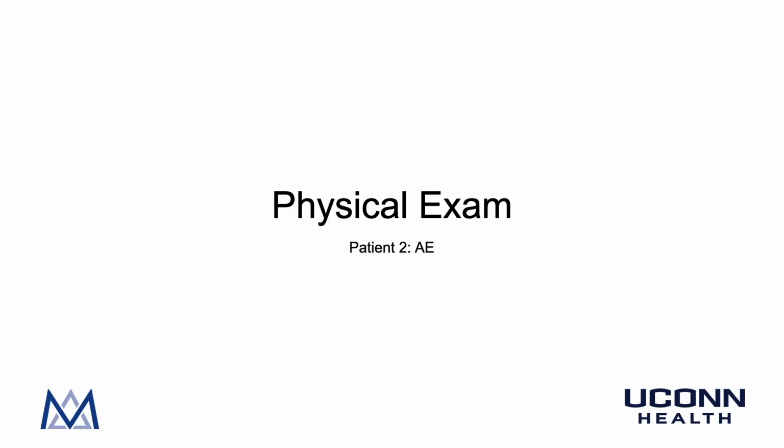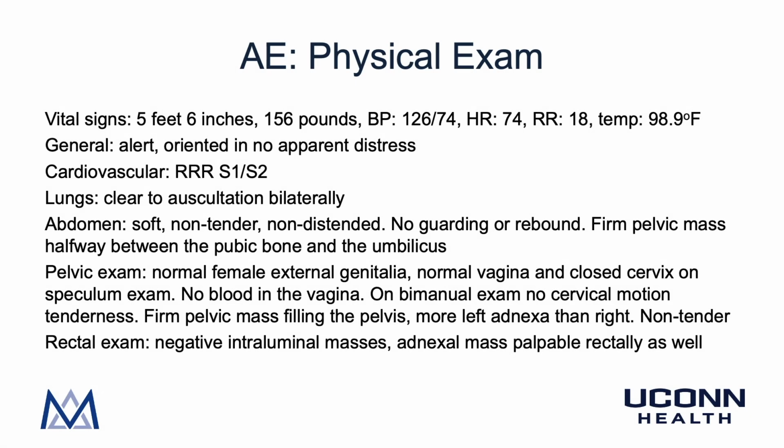Alright, so after finishing up your history of present illness and your review of systems, you're ready to move on to the physical exam. This patient would warrant a fairly comprehensive physical exam. Let's see what was performed in the next slide. Here is AE's physical exam. Vital signs. She is 5 feet 6 inches tall and 156 pounds. Her blood pressure is 126/74, her heart rate is 74, respiratory rate is 18, and she is afebrile with a temperature of 98.9 degrees Fahrenheit.